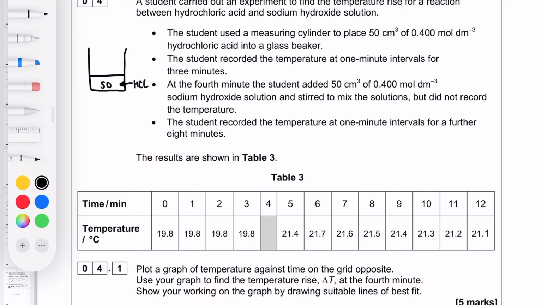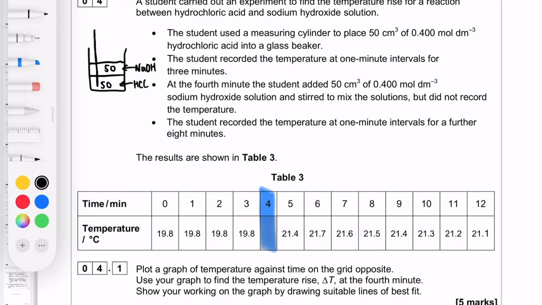The student recorded the temperature at 1 minute intervals for 3 minutes. At the 4th minute, the student added another 50, and this was of NaOH. They stirred but didn't record the temperature. So the 4th minute is where we're doing our addition. And they kept recording the temperature for a further 8 minutes.